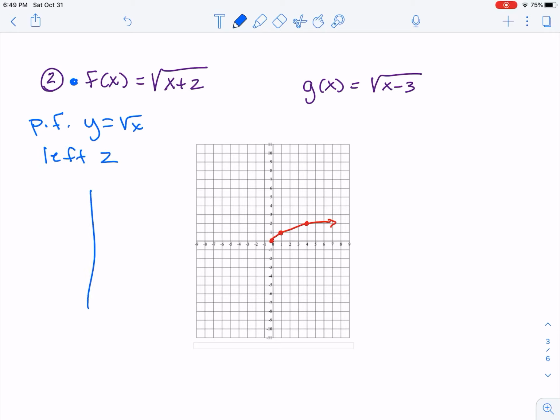So that means with my table of values, 0, 0, 1, 1, 4, 2, I'm going to subtract 2 from the x values. And that means I'm going to move 0, 0, left 2. I'm going to move 1, 1, left 2. And I'm going to move 4, 2, left 2. And notice it matches up with my table.